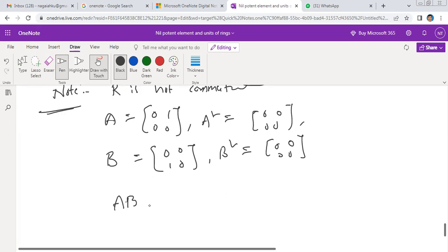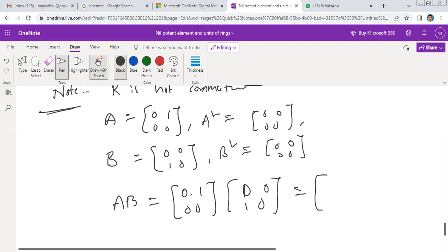Zero one one zero. A into B need not be true if R is non-commutative. A into A, sorry, A into B, what does it become? This is 0, 0, 1, 0, 0. This is 0, 0, 0, 1, 0. What is the value of this one? 0 into 0, this is 1. Yeah, 0. This is 0, which is not equal to 0, 0, 0. So what happened to AB here?